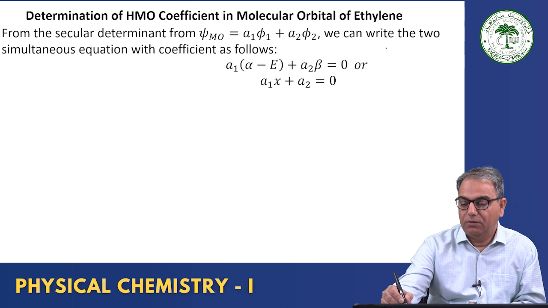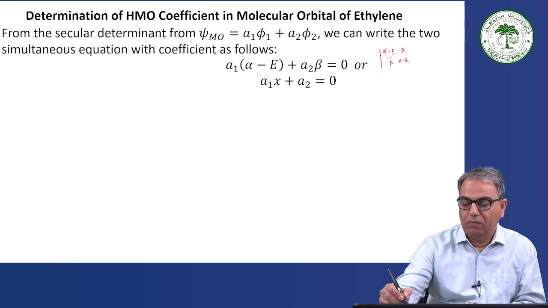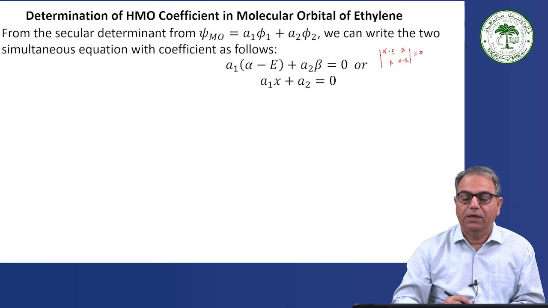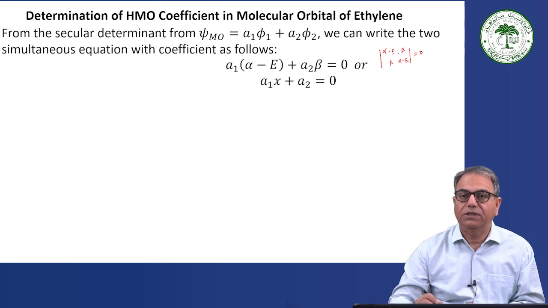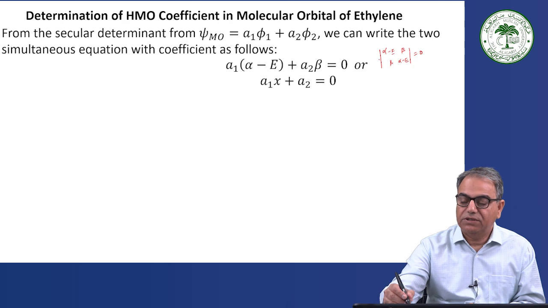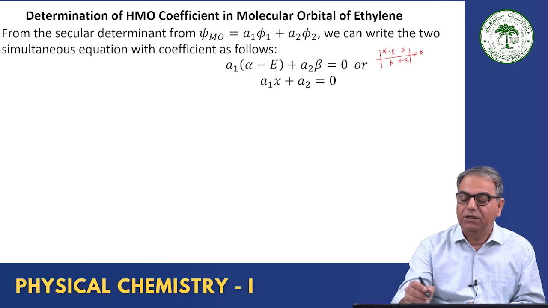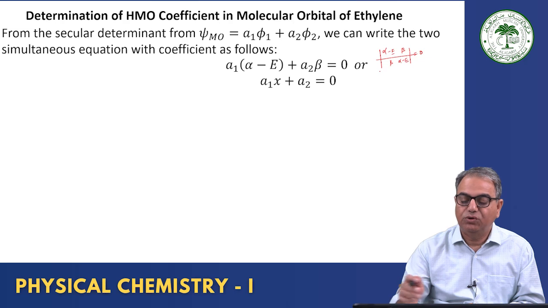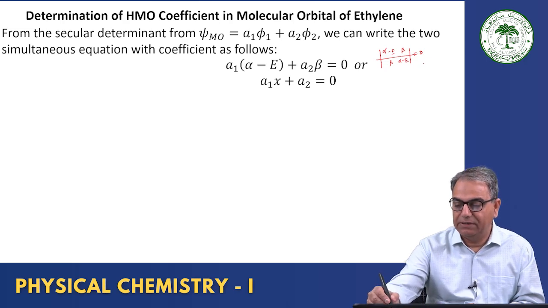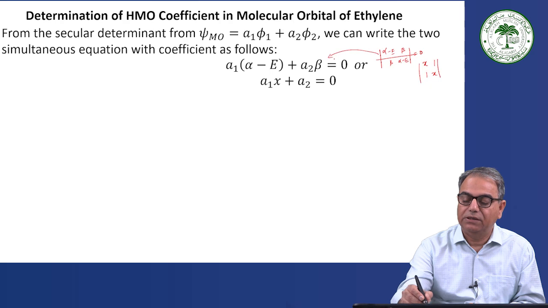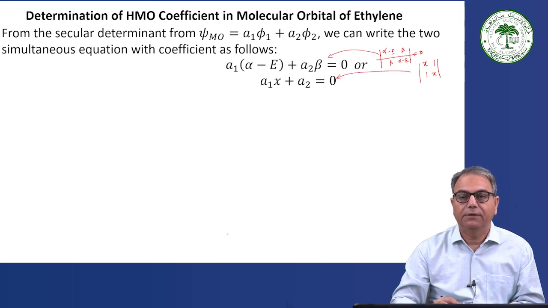Now, remember this one, your determinant was equal to 0. So, if this is equal to 0, then you can write the first row and second row as two different equations with the same coefficients A1 and A2. The first row you have A1 times alpha minus E plus A2 beta, which you can write as A1 x plus A2 x, because this determinant was also x, 1, 1, x. If you use this determinant, you write this one; both equations you can write, in terms of x also, in terms of alpha minus E also.